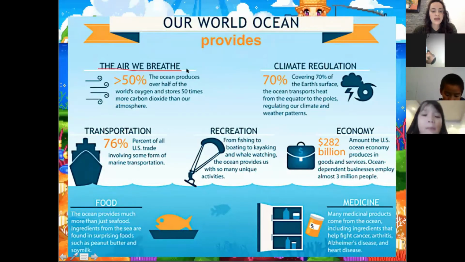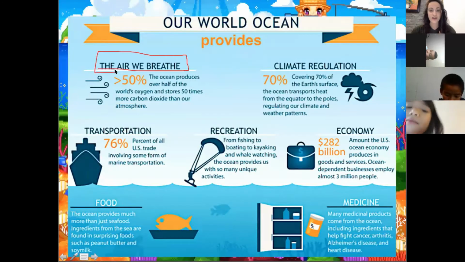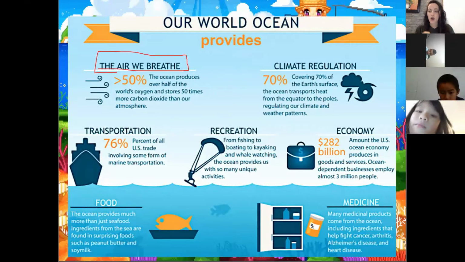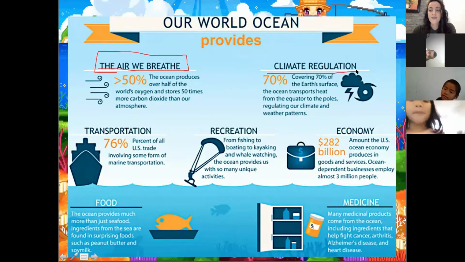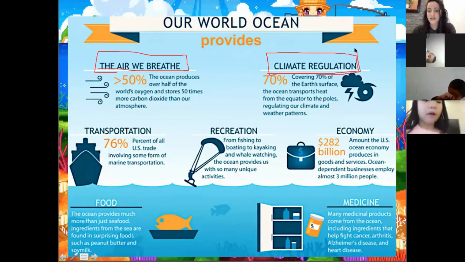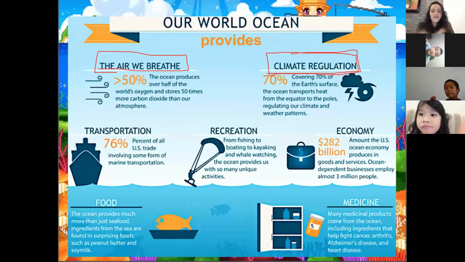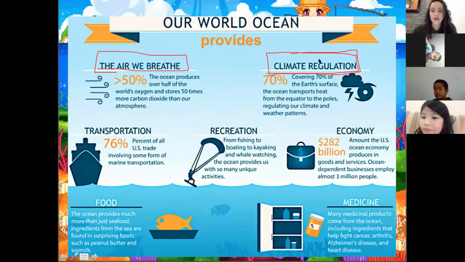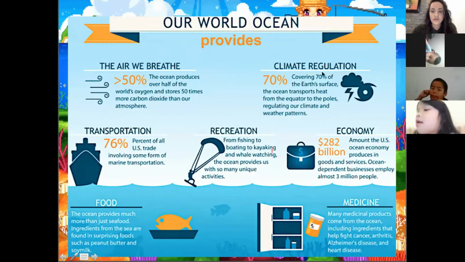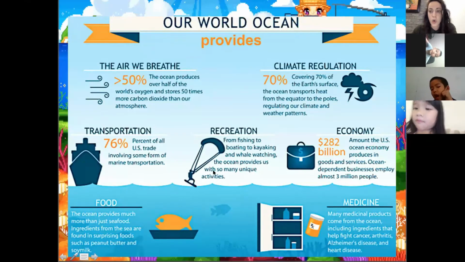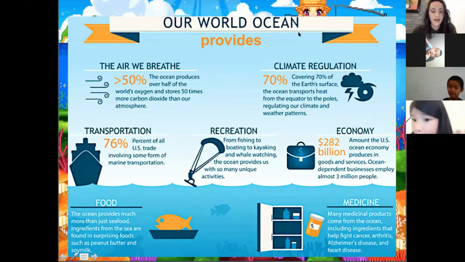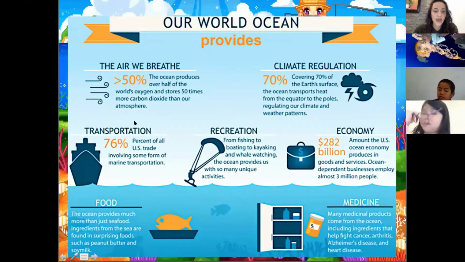And for food, for the Healthy Earth, we had the air we breathe. The ocean makes oxygen for us to breathe, and it takes in the bad carbon dioxide from the air. And that helps with climate regulation. Temperature, it makes sure the earth doesn't get too hot. It stays cold enough for us to live in. The ocean's also important for transportation, like boats, recreation, which is just tourism like fishing, boating, kayaking, the economy, for food, and to make medicine.